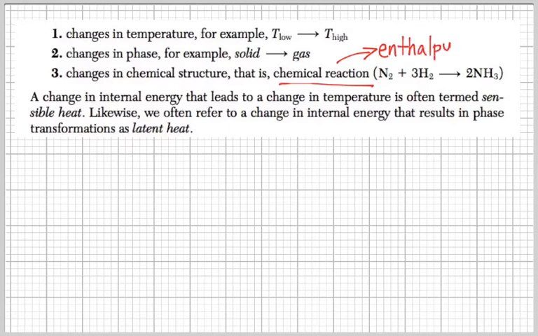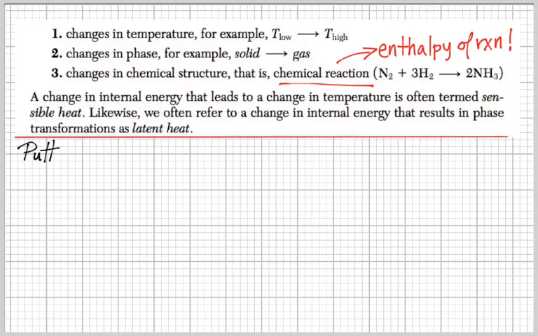Oh, I did want to point that out. That's right. That third point is enthalpy of reaction. Remember, enthalpy of reaction is the capacity to do non-mechanical work. And chemical reaction is definitely a form of non-mechanical work. Okay, so let's go back to number 1.